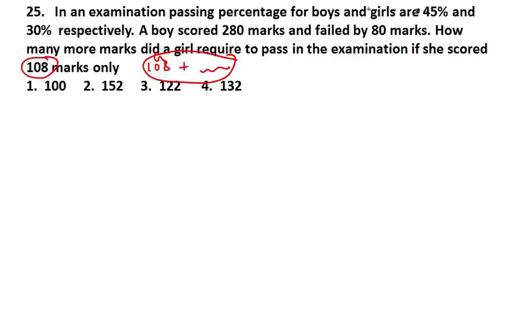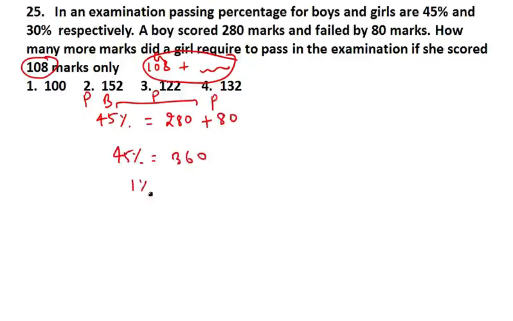Okay, now read the question. Boys got 45% and girls got 30%. A boy scored, this is the passing percentage of boys. He got 280 and failed by 80. Now if I want to balance the equation, since this is pass, here also I have to put pass. So he failed by 80, now I give 80, then he passed. So 45% represents how much? 360. Then 1% will represent 8.